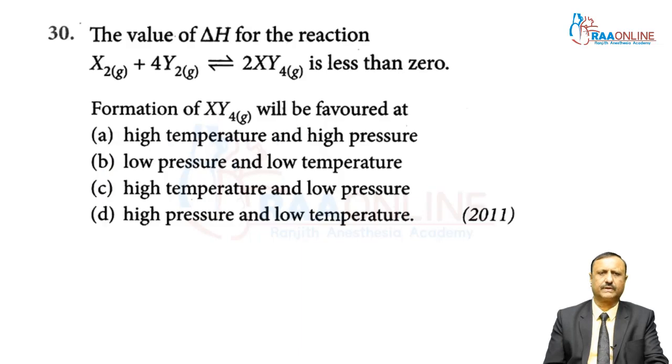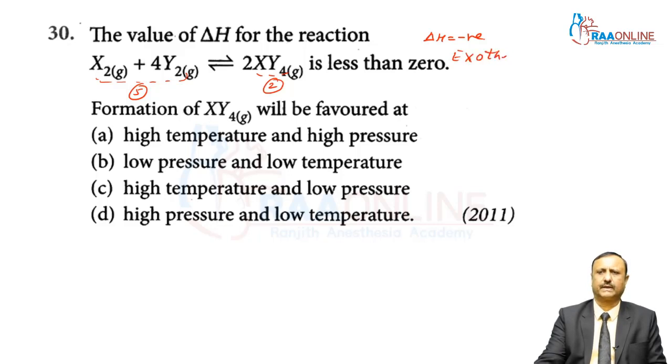Now, my dear students, we can see question number 30. Here you can see the total number of moles are 4 plus 1, 5, and the total number of moles of products is 2. Delta H for the reaction is less than 0. Less than 0 means delta H is negative, and when delta H is negative it is an exothermic reaction.